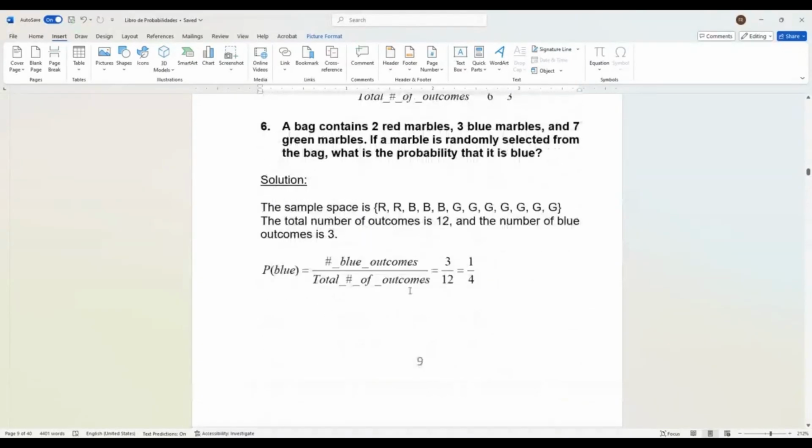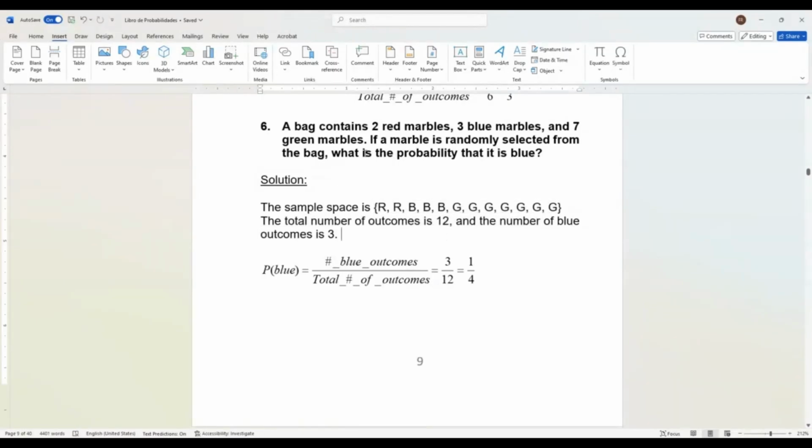You can also have one example like this. A bag contains 2 red marbles, 3 blue marbles, and 7 green marbles. If a marble is randomly selected from the bag, what is the probability that it is blue? Then you know that you have 12 marbles: 2 red, 3 blue, 7 green. Your sample space is made by red, red, blue, blue, blue, and seven greens. So you have here the 12 possible outcomes.